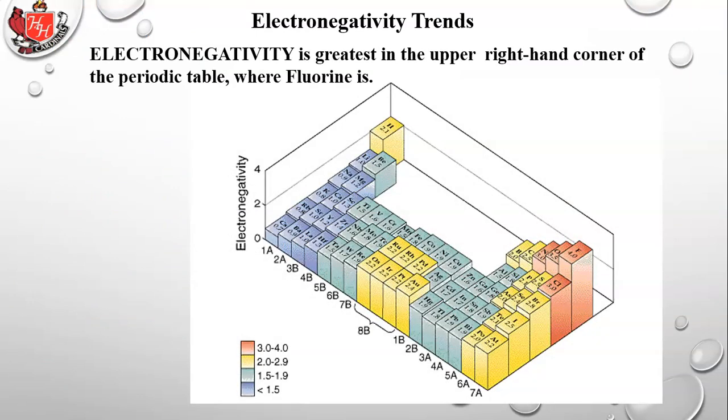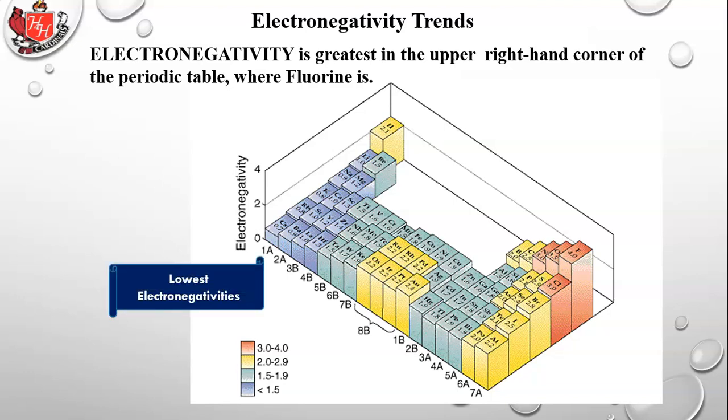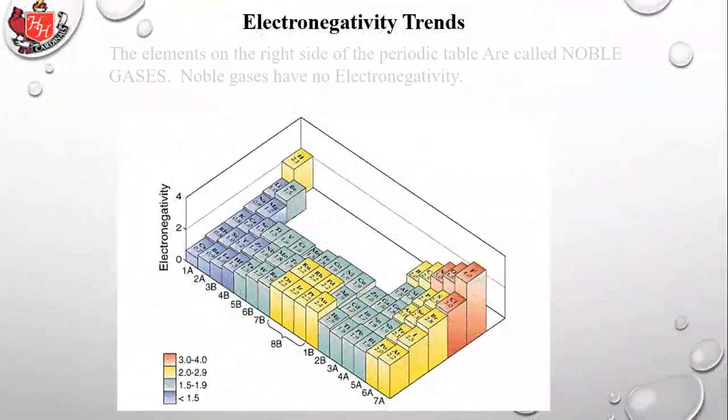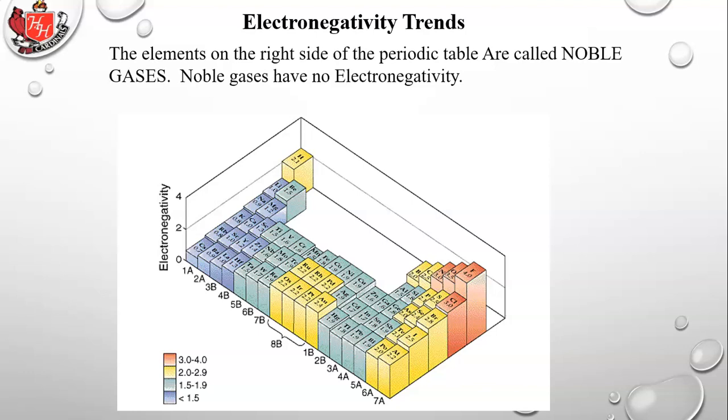Electronegativity is greatest in the upper right-hand corner of the periodic table where fluorine is. So lowest electronegativities in the lower left, highest electronegativities in the upper right. The elements on the right side of the periodic table, if you look at your periodic table, are called noble gases. And noble gases have no electronegativity. At least the smaller ones don't. The larger ones do a little bit, and we'll get into that later.